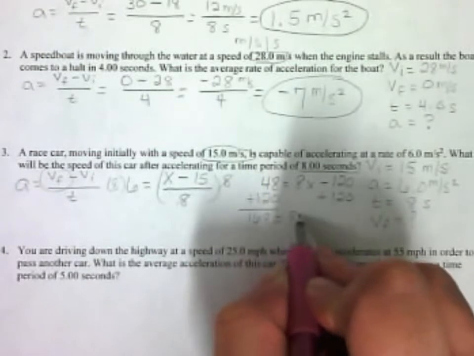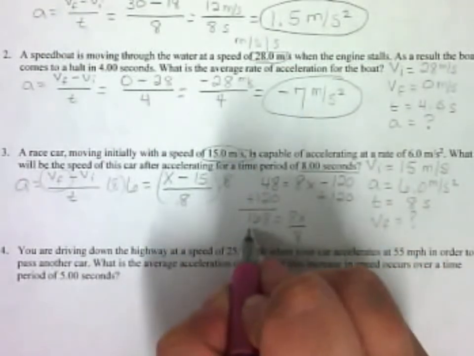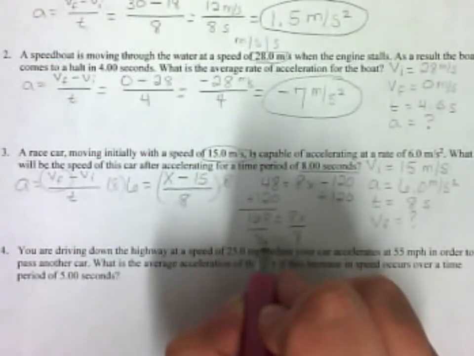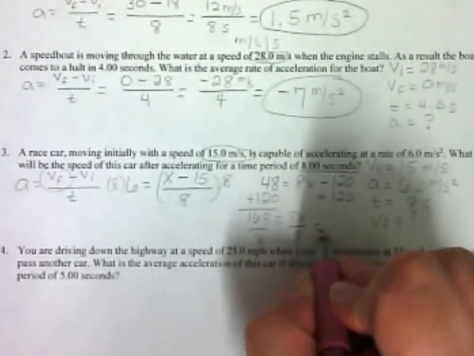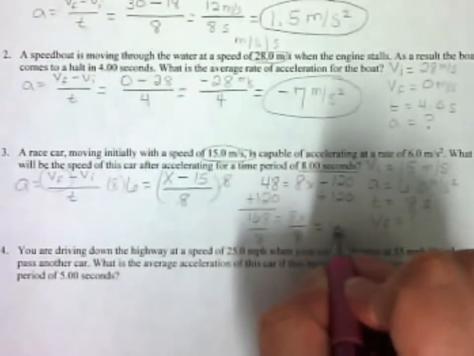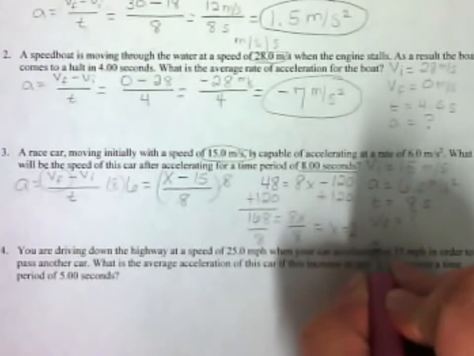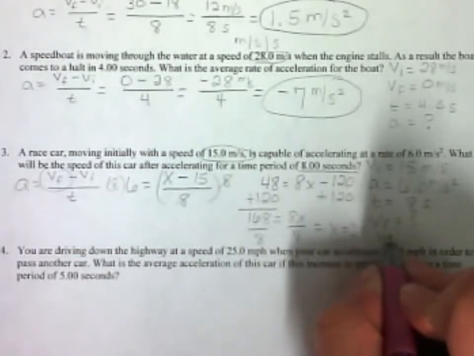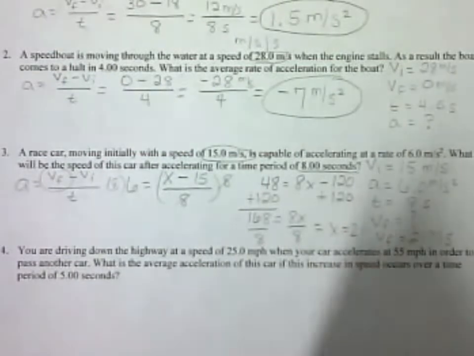168 equals 8x. So now, because I'm multiplying here, we want to divide to get that away. So 168 divided by 8 equals, our x is going to equal 21. So therefore, our final velocity equals 21 meters per second.